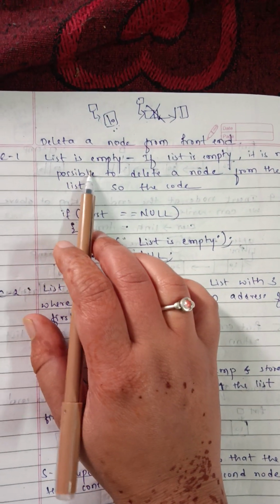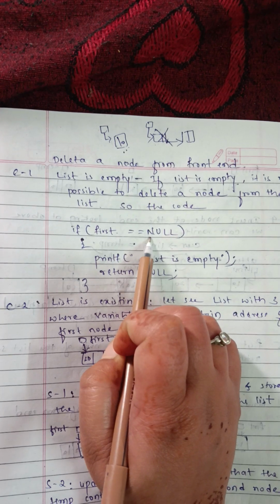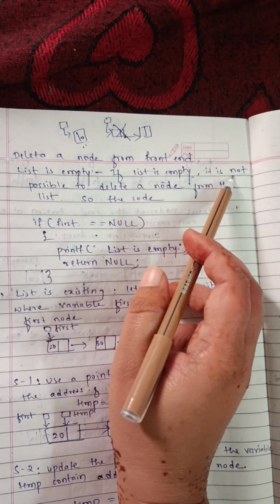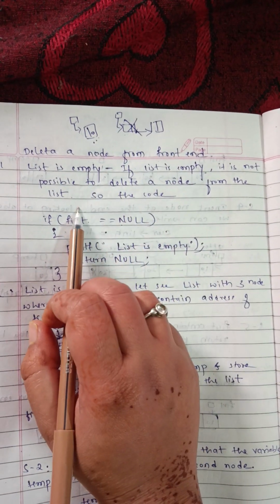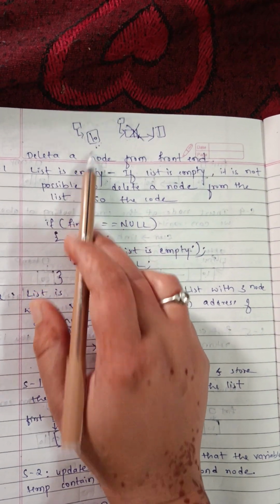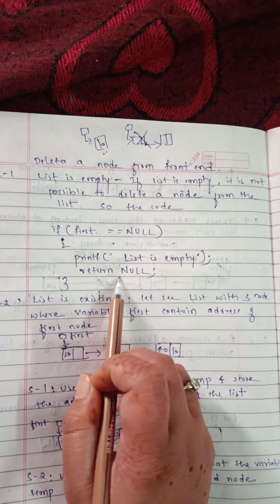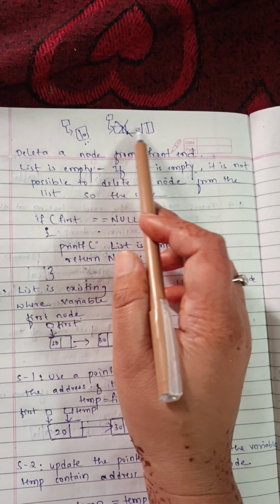The first case is if the list is empty. If the list is empty, that means first equal to null. That is, if the list is empty, it is not possible to delete a node from the list. So the code is: if first is equal to null, the list is empty, what you have to return? Return null.